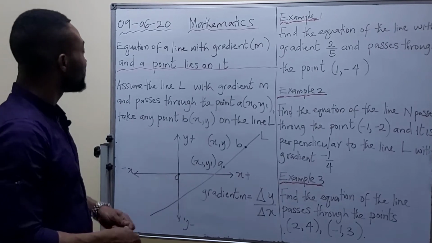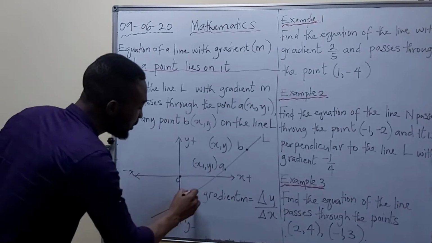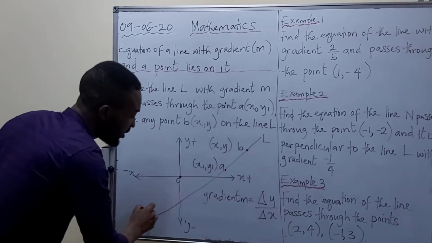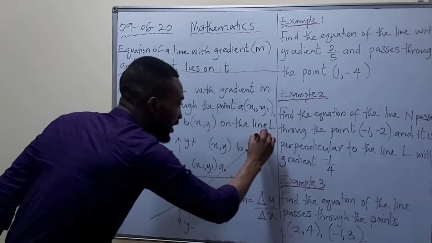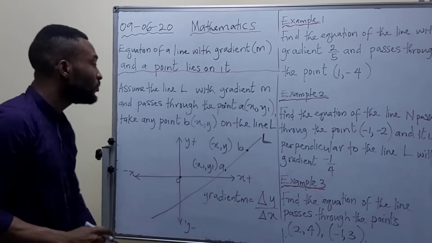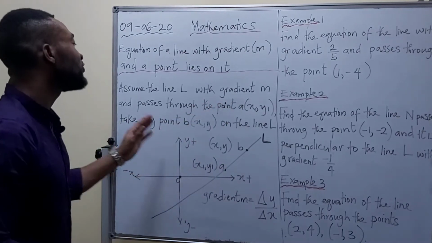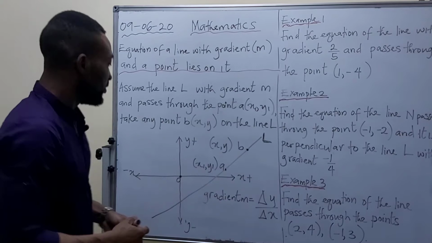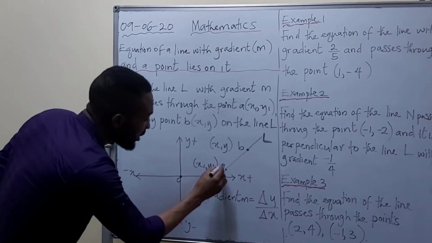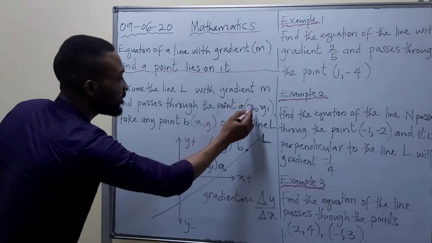They now said, assume the line L. This is the line they are talking about. This particular line is the one they are talking about. This is the line L, you can see I put it here. This is line L with the gradient m, and it passes through the point A. Look, this is the point A we are talking about. You can see it here. This is x1 and y1.